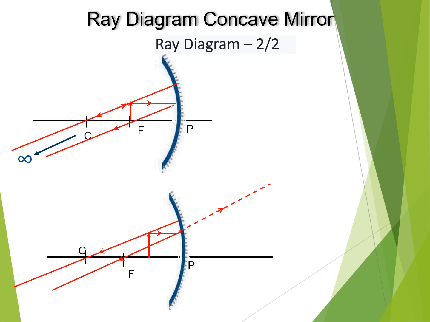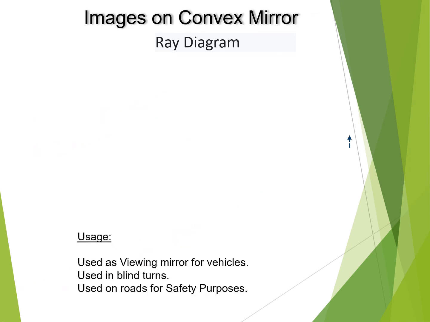Let us extend both the reflected rays and we'll find that these are appearing to be meeting at the back side of the mirror. So these are appearing to be meeting here. So we will have the virtual image at this point, right? So these are the 6 conditions for the concave mirror.